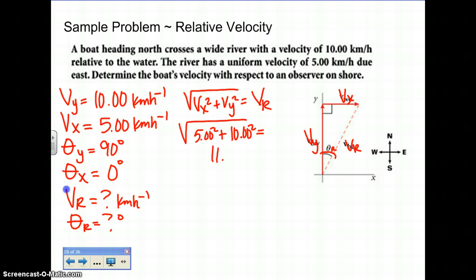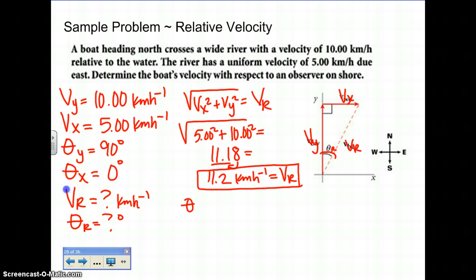Hopefully, 11.18. Okay, so looking over at your givens, you don't look at degrees for givens, you look at the magnitudes. So you only want 3 sig figs. Your final answer is going to be 11.2 kilometers per hour as your resultant velocity. So that's how the observer on the shore really thinks the boat is traveling, at a rate of 11.2 kilometers per hour.